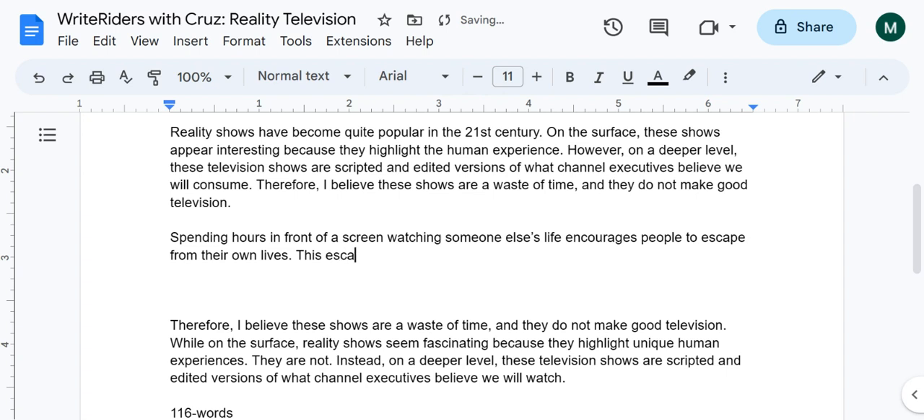This escapism, let's see, writers, 2 or 3 minutes and 30 seconds remaining. Spending hours in front of a screen watching someone else's life encourages people to escape from their own lives rather than facing their own reality. Television viewers would much rather, or rather than facing their own reality, television viewers prefer examining someone else's.